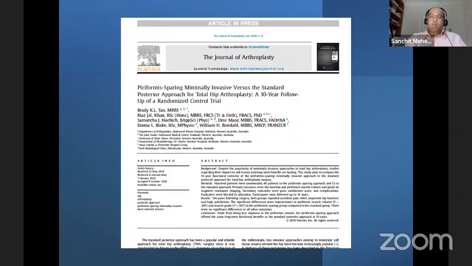Piriformis sparing approach, we've talked about that, and this was the initial study. So it was quite popular about 10, 15 years ago, a variation of the posterior approach. And then this was the follow-up study, 10-year studies, which shows that, apart from some minimal injury to the piriformis, and in some cases you can't even avoid that because of the rasp, there is no other functional benefit to doing a piriformis sparing approach.